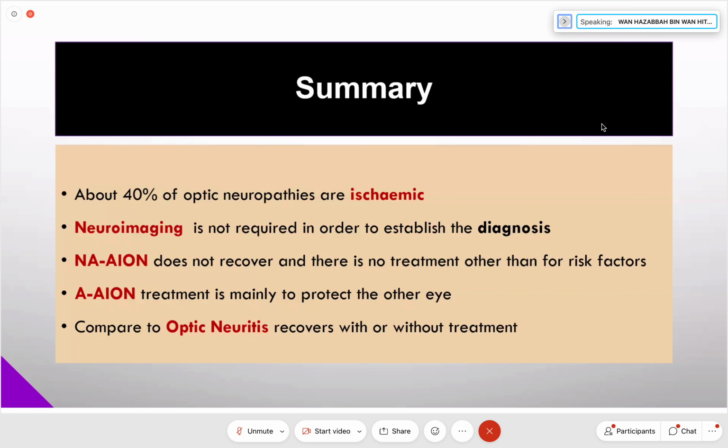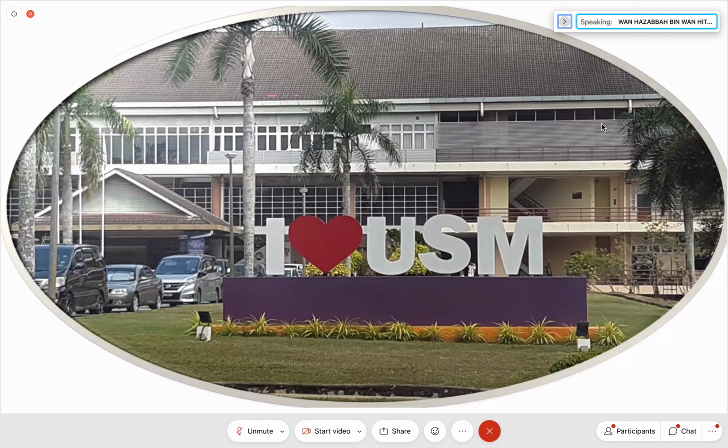They are expected to have some improvement, but the improvement is usually less than 10%. Not much. In arthritic, again, the treatment with steroid is mainly to protect the other eye. Compared to optic neuritis, which recovers with or without treatment. Okay, so this is a good message especially for all the trainees. Okay, thank you very much. We just discussed a very short one again.